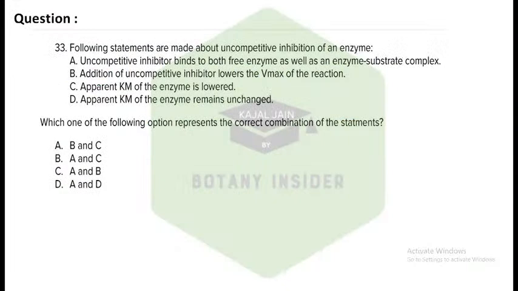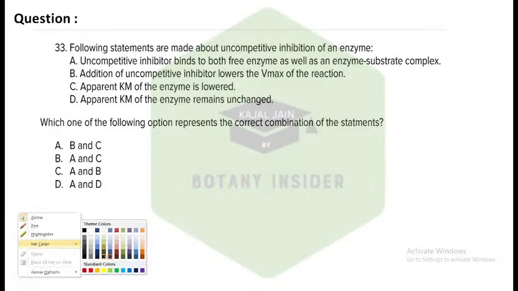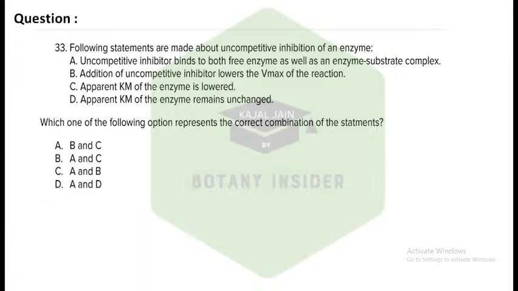So let's begin without wasting any more minutes. Let's begin with our class. Very first question for you all. Question is, the following statements are made about the uncompetitive inhibition of an enzyme. So you have 4 statements in front of you. You need to mark down which of the following statements about uncompetitive inhibition is correct, because you need to find out the correct combination. Get the answer for this question.